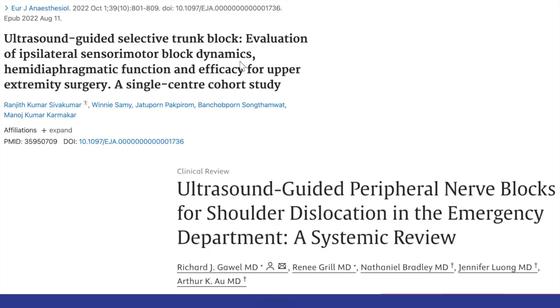So the reason superior trunk block exists is that there is this theoretical idea that it has less phrenic involvement. It hasn't really panned out in studies, but people still do it because they think that it has less involvement of diaphragm paralysis. These two studies were just showing that one was a prospective single center cohort study that looked at blocks versus procedural sedation and saw that 93% of blocks led to successful analgesia, not requiring any other medications or general anesthesia.